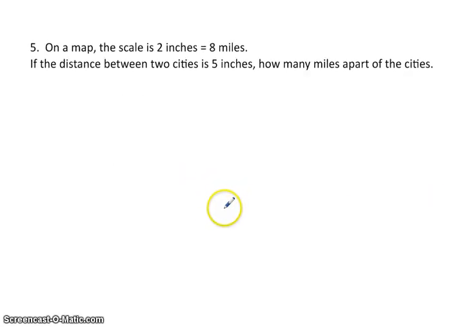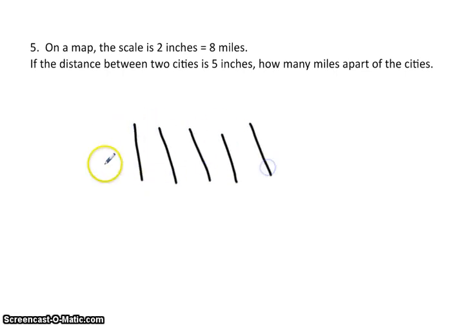Question 5 states, on a map, the scale is 2 inches equals 8 miles. If the distance between 2 cities is 5 inches, how many miles apart are the cities? So we have a scale problem here. So we have been taught that if we set up a scale, we always compare it model to actual. And in this case, the 2 inches is, the first number is always the model, and the second number is always the actual. So I'm actually comparing inches to miles.